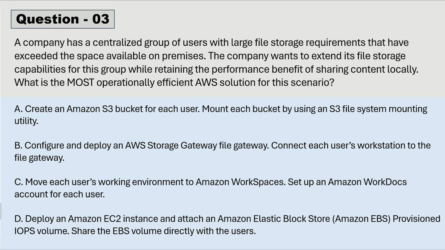Okay, so if you want to take more time, you can pause the video. I'm now going to reveal the correct answer. Option B, that is configure and deploy an AWS Storage Gateway file gateway, connect each user's workstation to the file gateway. This is the correct answer here. Option B is correct because Storage Gateway is a hybrid storage connection. If you configure and deploy AWS Storage Gateway file gateway, it integrates with the on-premises environment, caches frequently used files locally, and extends the storage seamlessly to AWS. So that's the advantage of it. So option B is absolutely correct here.